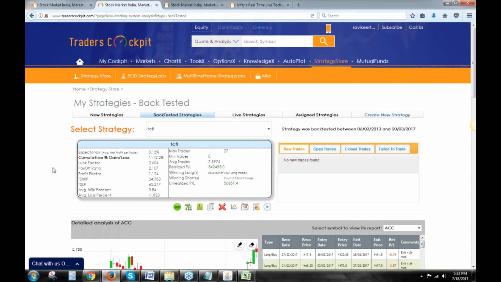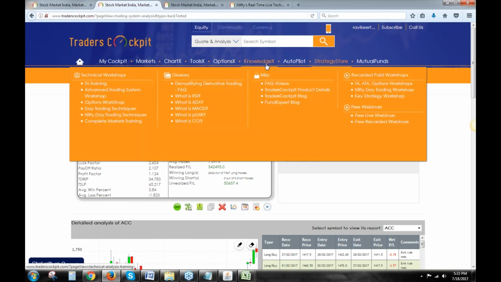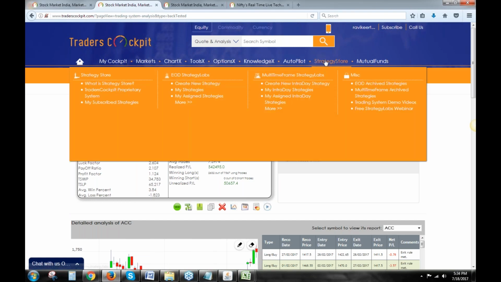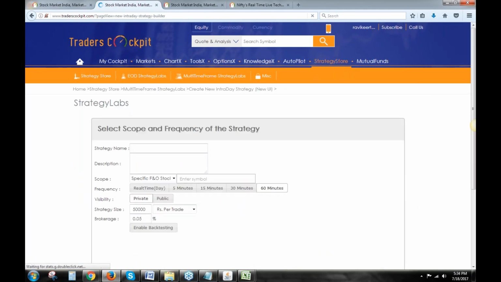But yes, given that, this is how the overall strategy labs module works out. You can create any strategy on EOD conditions, and you can create any strategy on intraday conditions also. You just need to create this strategy there with simple logical operators. If any confusion or queries arise, you can definitely get back to us on our support numbers.